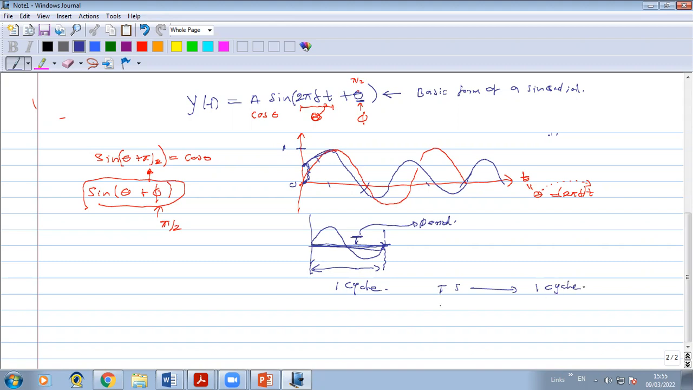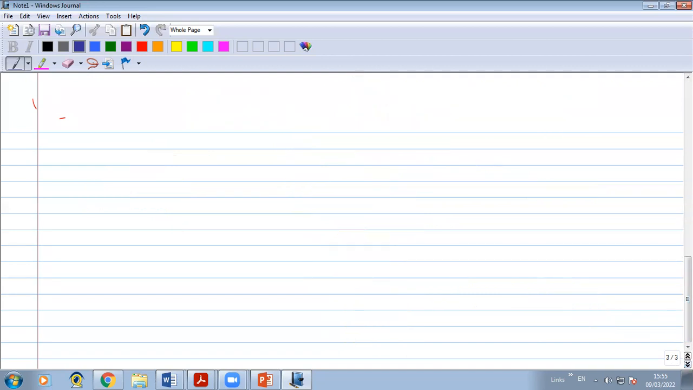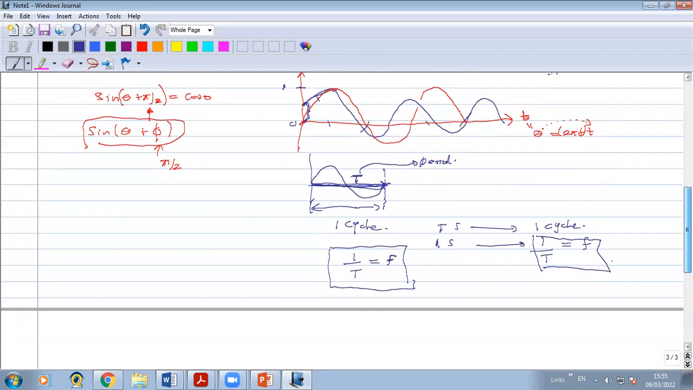For 1 second, how many cycles are there? 1 by T. Cycles per second has a name. What is that? Cycles per second, we call it frequency. So there is a relationship between this cycle duration, that is the period, and f. This is one identity: 1 by T is equal to f. You should remember this identity. This is one important equation.